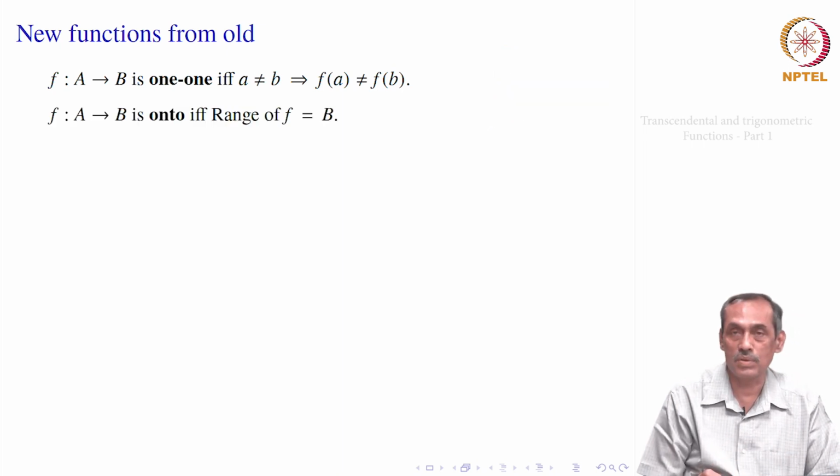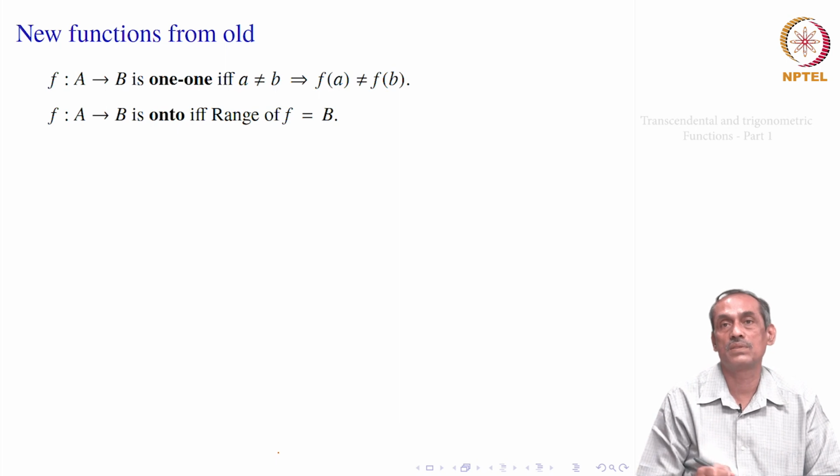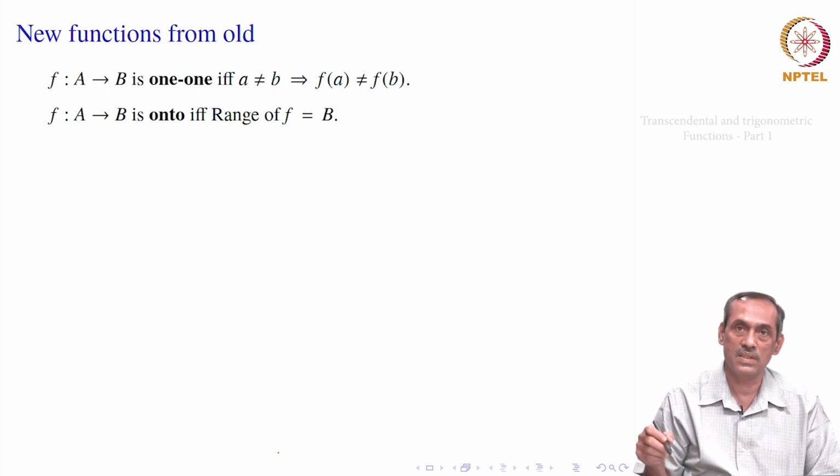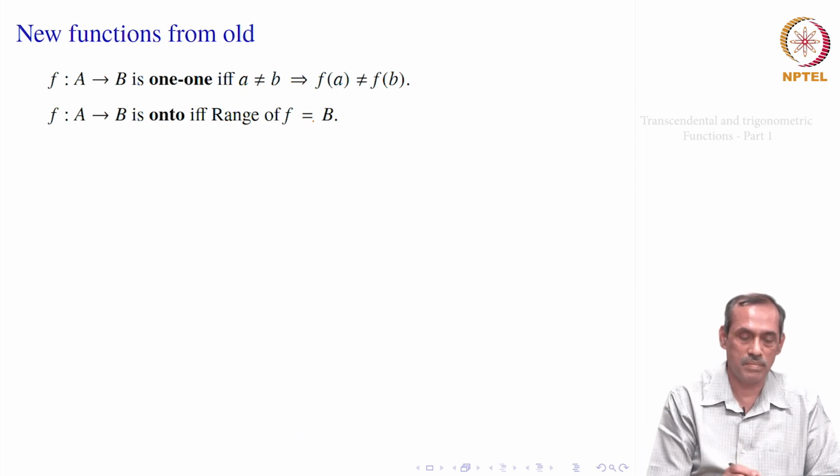And of course, f is onto if its range coincides with the codomain, that is, every element in the codomain has been mapped. So, that is what the range of f must be equal to B.